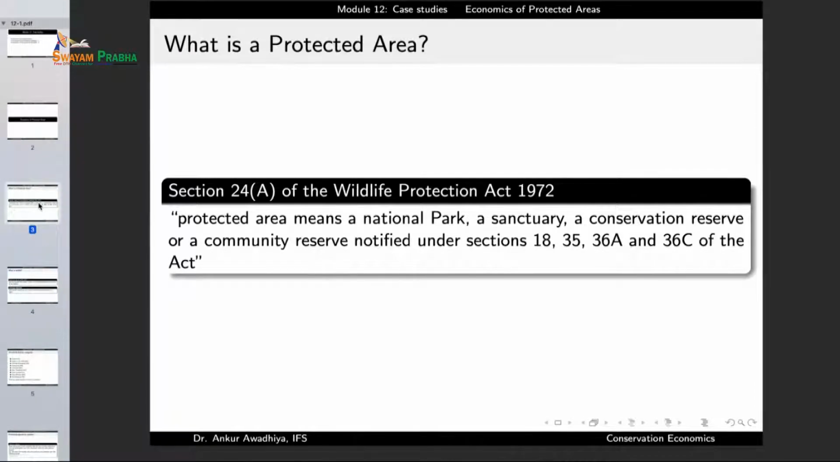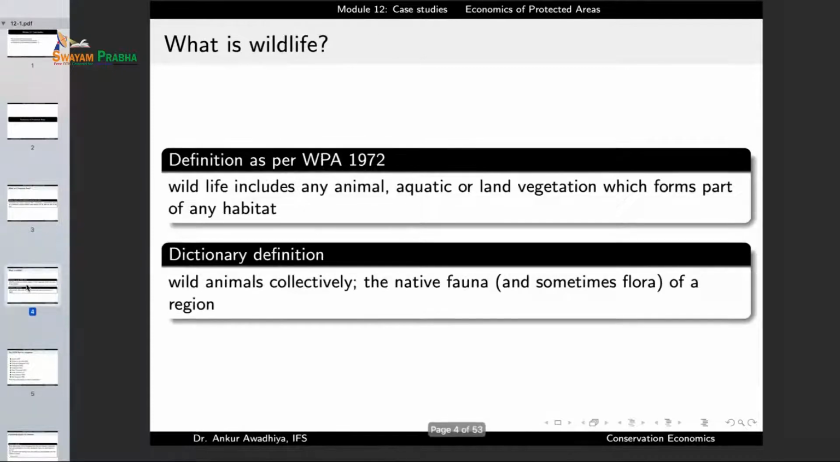Protected areas are defined under Section 24A of the Wildlife Protection Act 1972 as: protected areas means a national park, a sanctuary, a conservation reserve, or a community reserve notified under sections 18, 35, 36A, and 36C of the Act. So, the protected area is a national park, a sanctuary, a conservation reserve, or a community reserve, and we have a number of wildlife that are found in the protected areas.